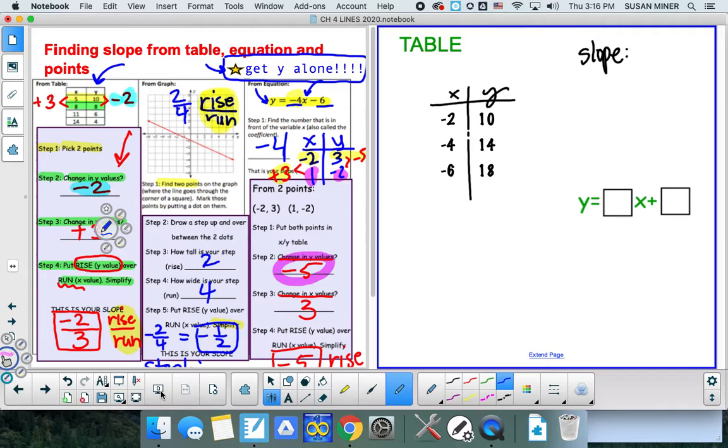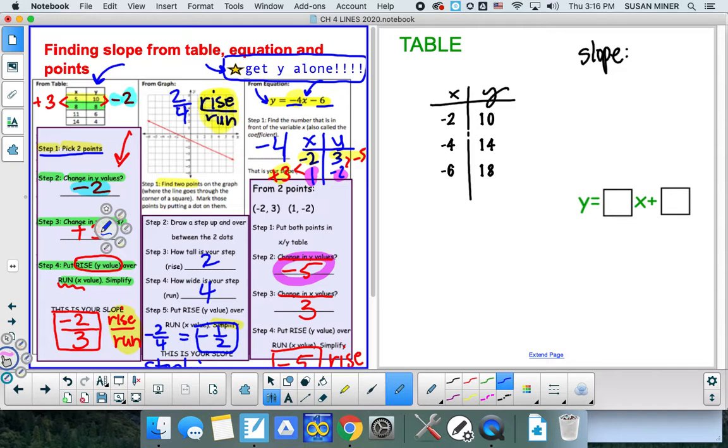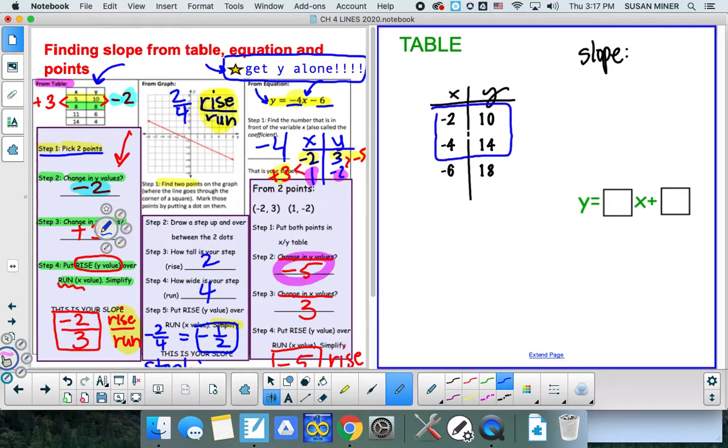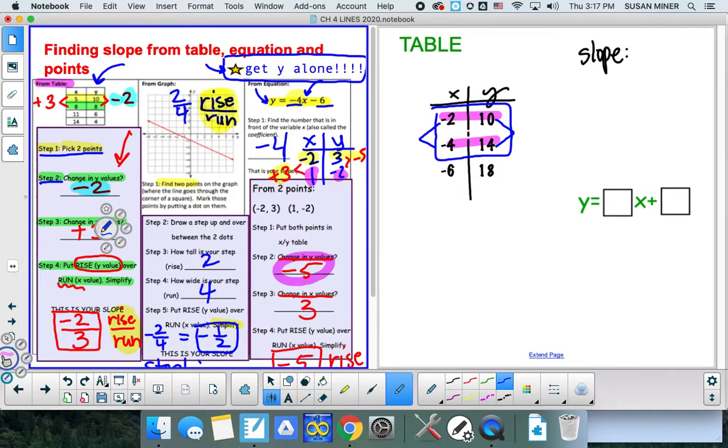the first step is pick 2 points. So I have a table, and I'm looking at from a table in my notes, and it says the first thing I want to do is pick 2 points. And so it's up to you what you want to do. You could circle them, or you could highlight them if you have a highlighter, or you could underline them. You're just going to pick 2 of those, and you're going to say, okay, what is the change in my y values? So the step 2, find the change in your y values.